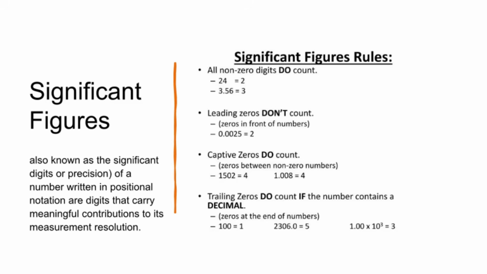Fourth, trailing zeros do count if the number contains a decimal. For example, zeros at the end of numbers. 100 has only 1 significant figure because it does not have a decimal point. 2306.0 has 5 significant figures because it has a decimal. And 1.00 times 10 raised to the power of 3 has 3 significant figures.